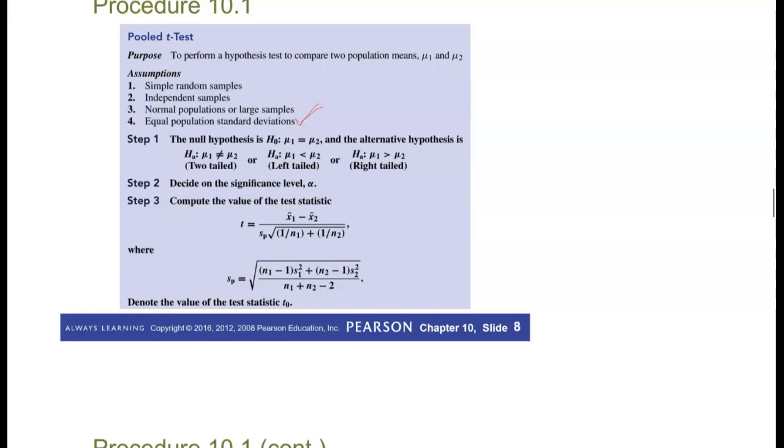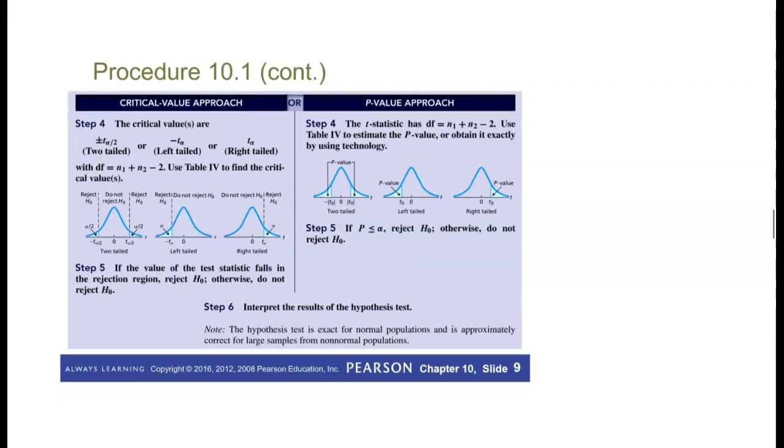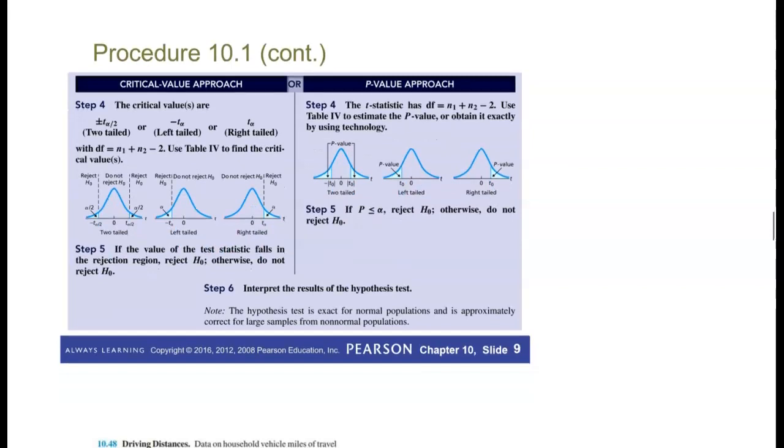The steps are going to be very much the same. Here's your new test statistic, but keeping in mind we first have to find our sp before we can do our test statistic. And then just like with every other hypothesis test we've completed, you've got either your critical value approach or your p-value approach. Make sure you know how to do both, but I will only, on the final test, ask you for one.